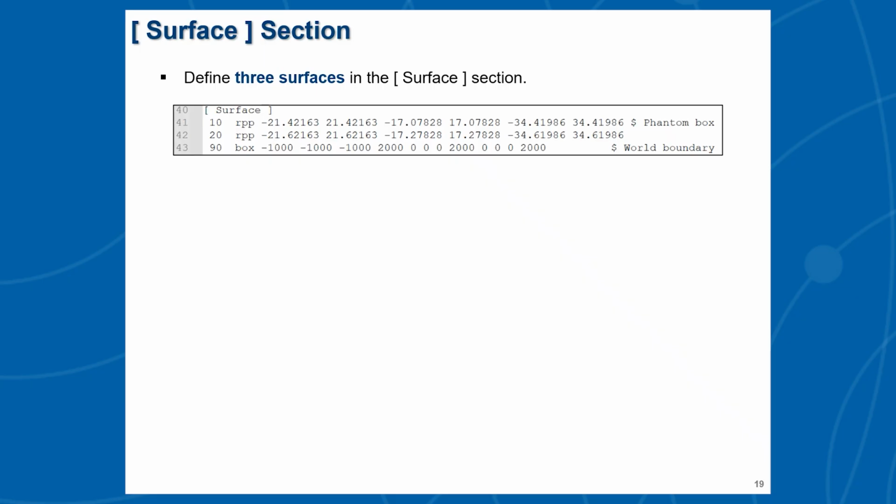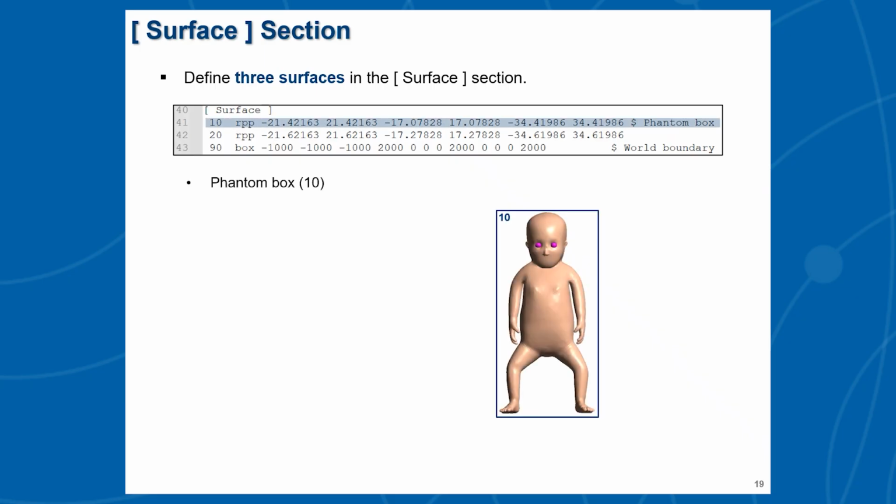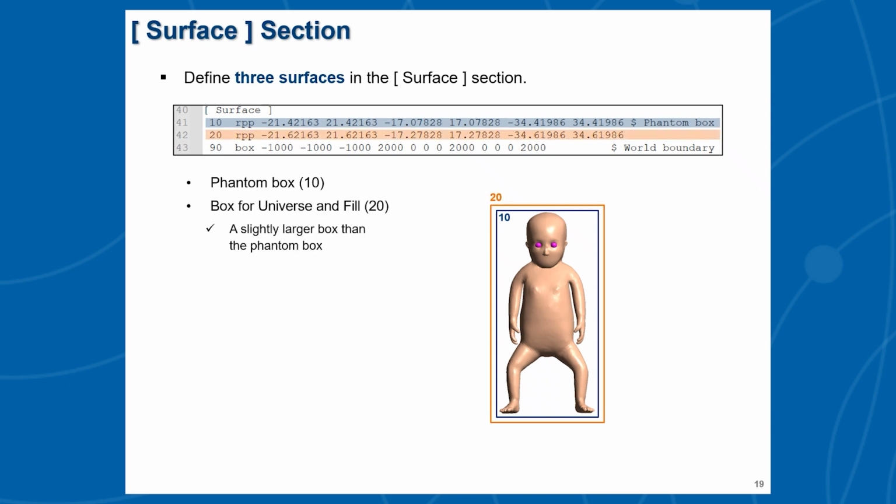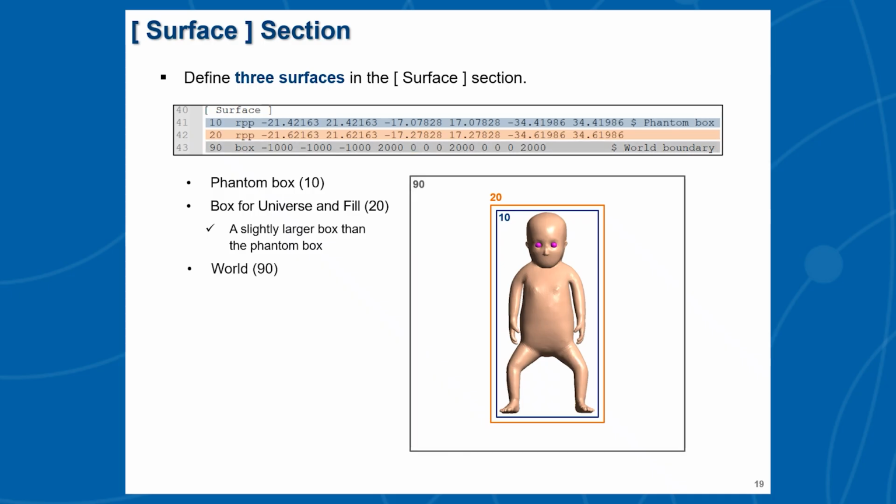In the surface section, first, the phantom box was made to fill the box with the pediatric MRCPs. Then, a slightly larger box than the phantom box was made, which will be used as the universe to implement the phantom. Finally, the world boundary box was made to transport the particles only in the regions of interest for effective simulation.